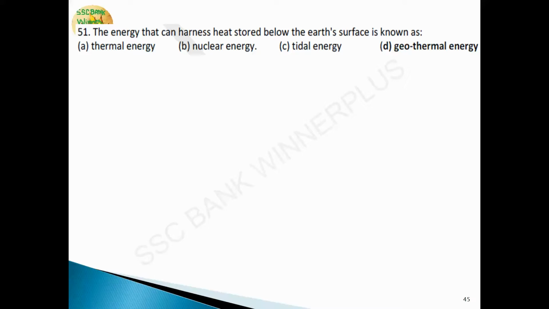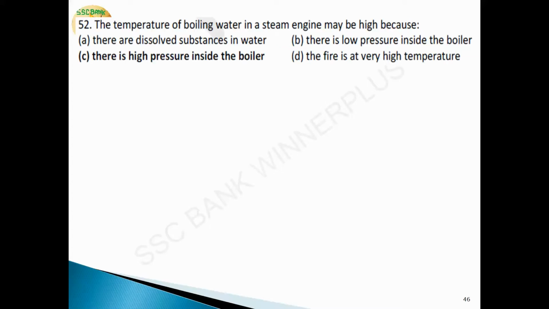The energy that harnesses heat stored below the earth's surface is known as geothermal energy. So the energy kept under the earth's surface is known as geothermal energy. The answer is option D. The temperature of boiling water in a steam engine may be high because there is high pressure inside the boiler. Option C is the answer.